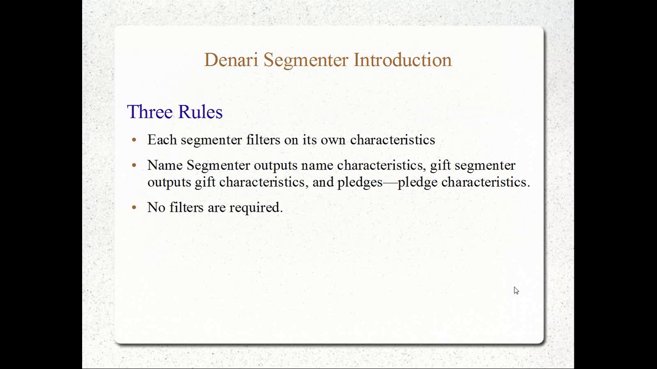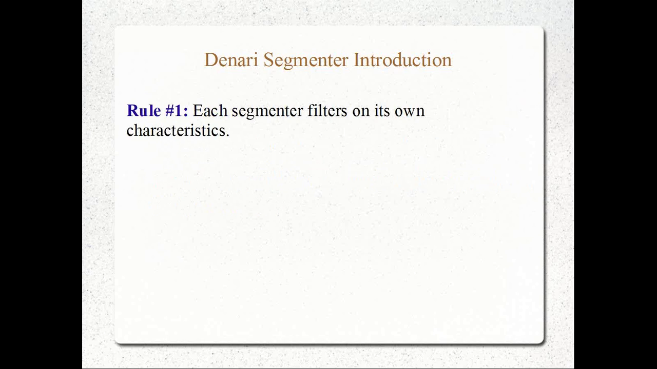There are 3 rules that really apply to all of the reports throughout Denari, but especially to segmenters. Each segmenter filters on its own characteristics. Name segmenter outputs name characteristics, gift segmenter outputs gift characteristics, and pledge segmenter outputs pledge characteristics. And finally, the third rule, no filters are required.